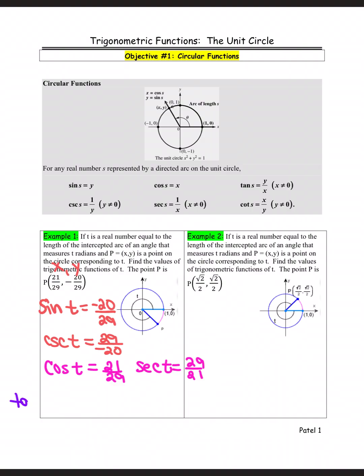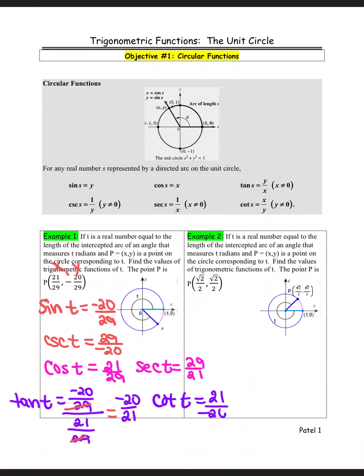Tangent of t is equal to y, which is negative 20 over 29, divided by x, which is 21 over 29. We'll have that the 29s will cancel out, leaving me with tan of t equal to negative 20 over 21. Therefore, cotangent of t is equal to 21 over negative 20. Once again, it does not matter where the negative sign goes as long as it's there one time in the problem.